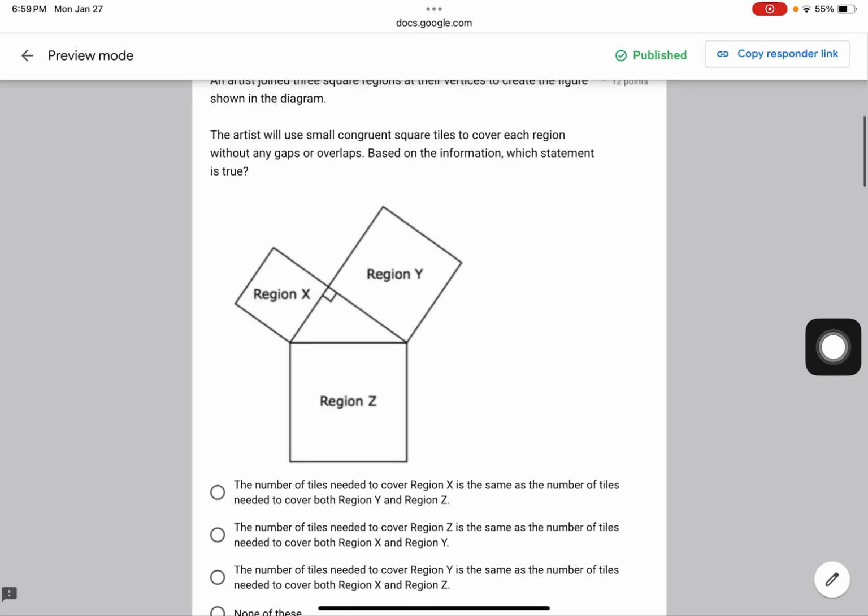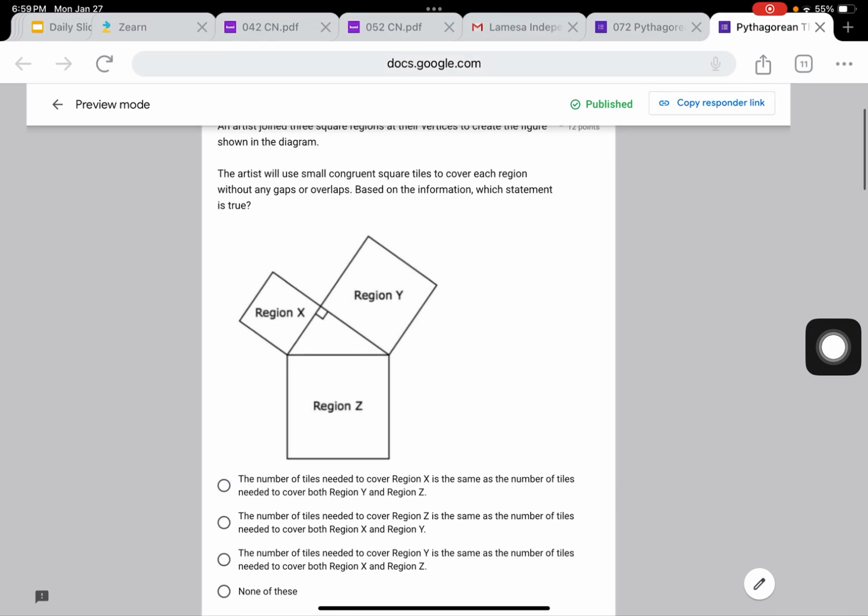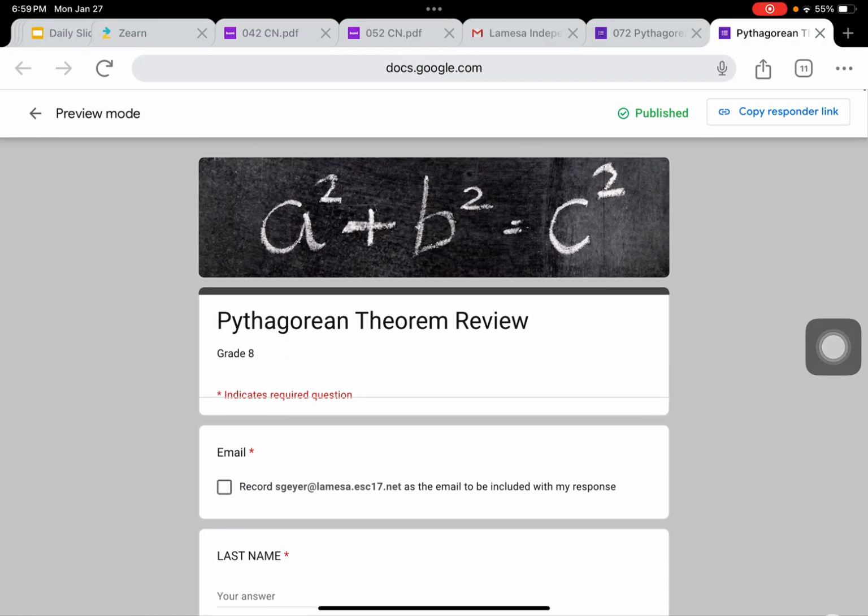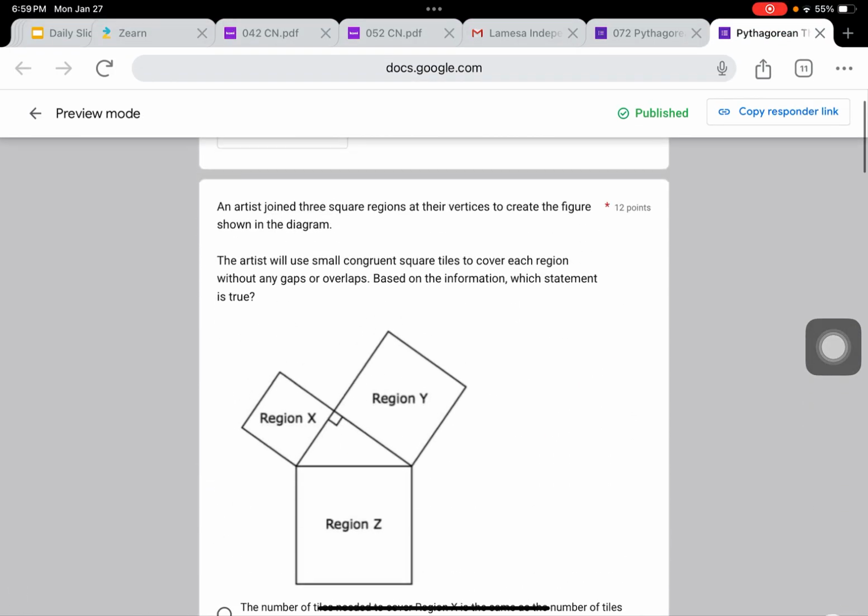So let's look at this problem. We're looking at the problems from the review for this reteach.